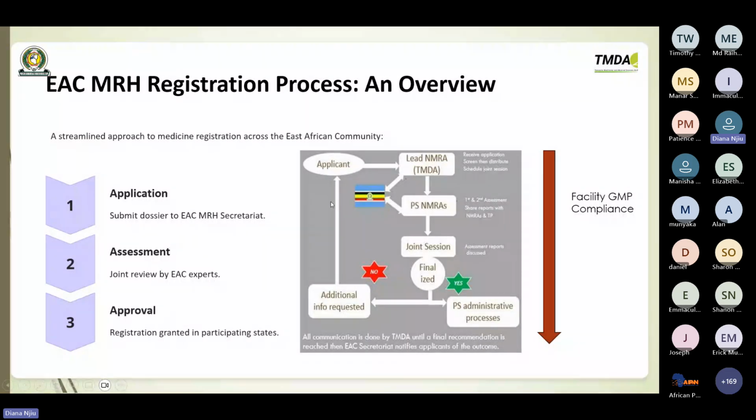What I want to emphasize here is that this process should go parallel to the GMP compliance, ensuring facility GMP compliance is achieved. You submit your application, but at the same time, you initiate the process for GMP compliance. Perhaps we might have another session to discuss what should be done on the part of GMP compliance. But for me today, I'll talk more about the medicine registration process.